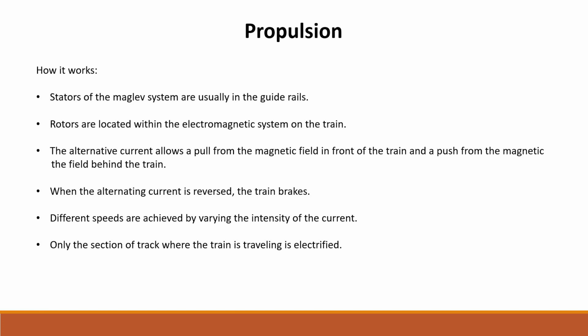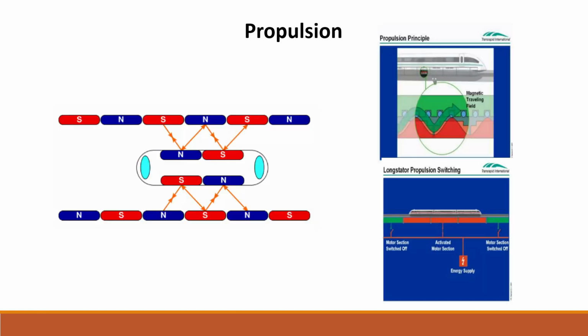So different speeds are achieved by varying the intensity of the current, and only the section of track where the train is traveling is electrified. So on the left hand side is the principle of propulsion to the train. You can see the net force is where the train is going to or is braked, and the curve is how the current or the magnetic field travels.